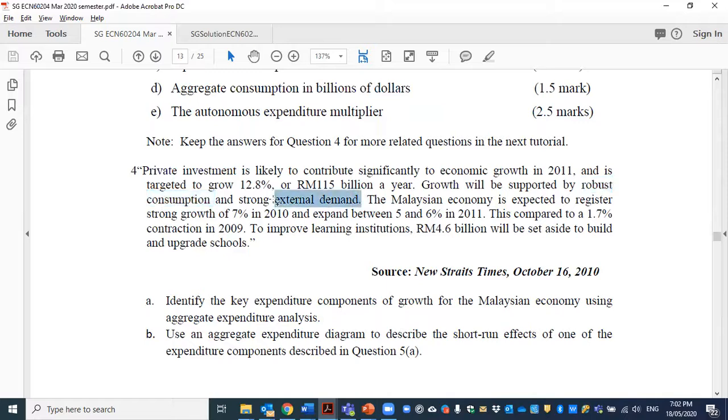What does external demand mean? It means foreigners want our products, which means export. That's why I'm saying that sometimes in a newspaper article, they don't use the wording that we use. Instead of saying export, they say external demand, meaning that external foreigners are demanding our products. So it is export. So just these two sentences, in a very simple way, are saying that the Malaysia plan is to increase I, this part is I.